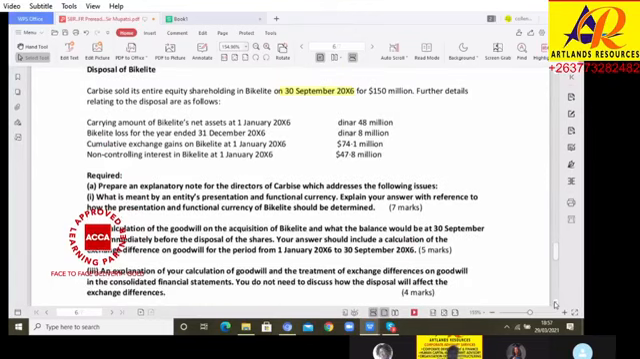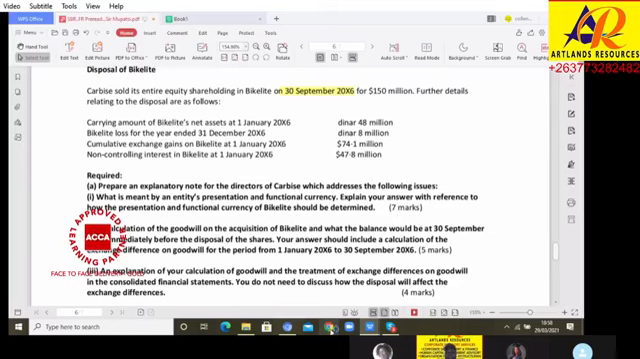Now, required, prepare explanatory notes for the directors of Cabais, which address the following issues. What is meant by entity's presentation currency and functional currency? Explain your answer with reference to how presentation and functional currency of Bakelite should be determined. This is 7 marks. So it's the same question.